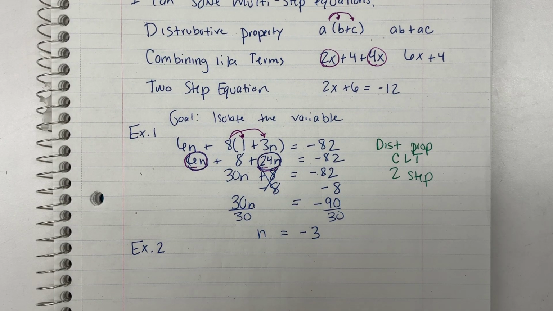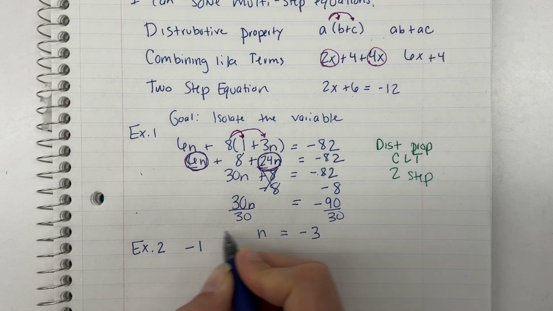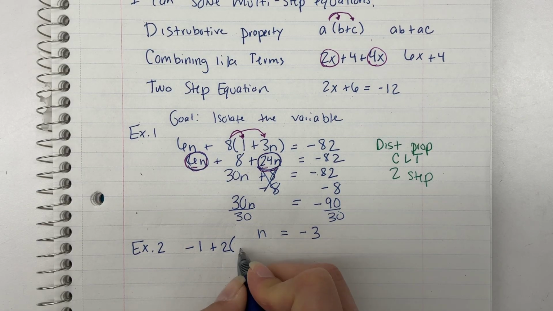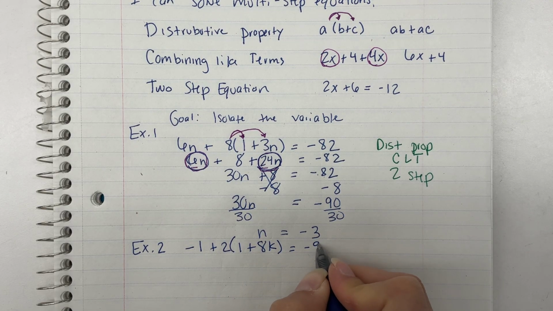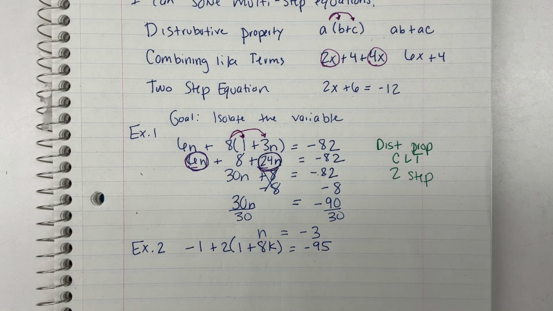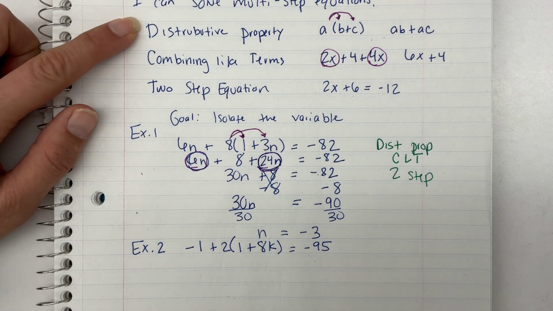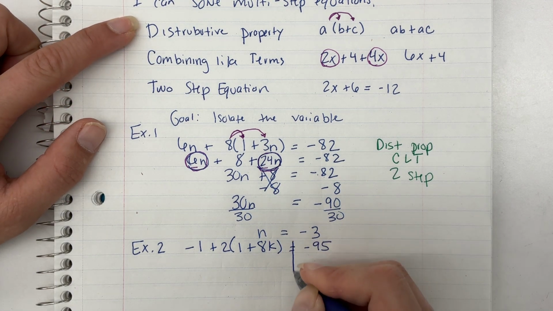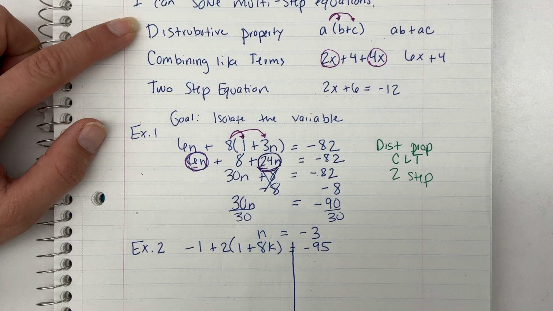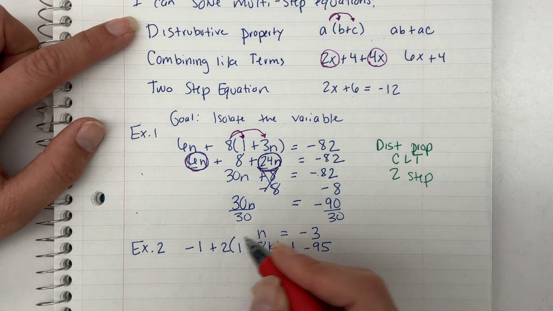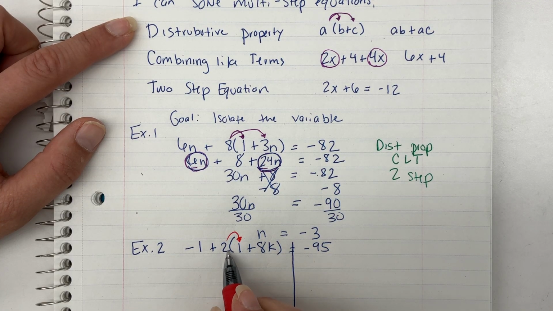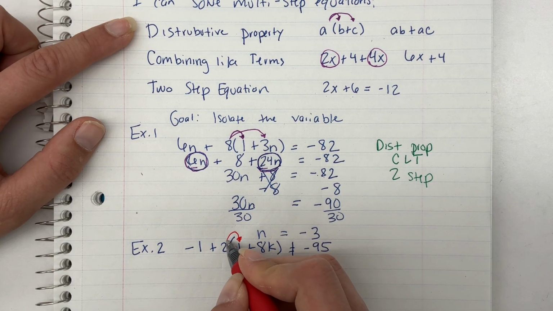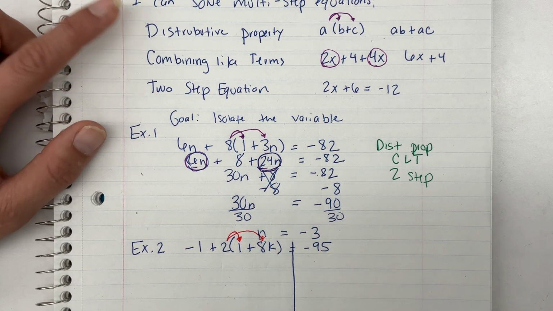All right, example number 2, if I have -1 plus 2 times the quantity of 1 plus 8k is equal to -95. All right, first things first, we need to do distributive property. We can also just put our line down the equal sign if that helps you. So what number is knock, knock, knocking on parentheses door? 2 times 1. So 2 is right outside that parentheses. We're multiplying 2 times 1 and 2 times 8k.